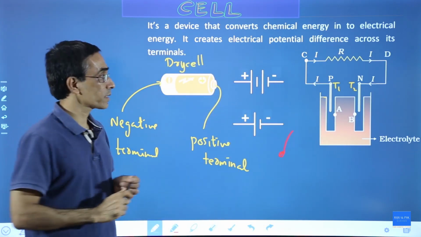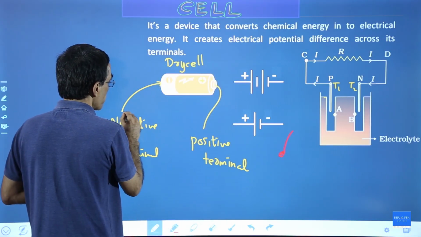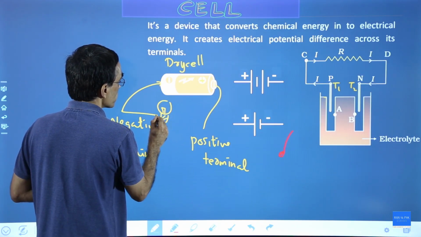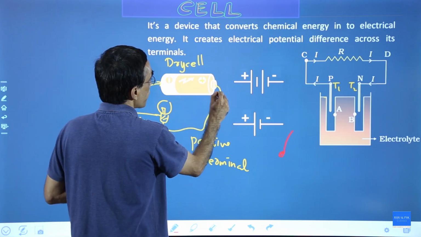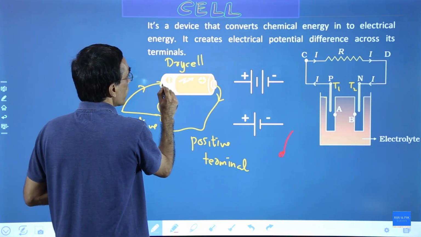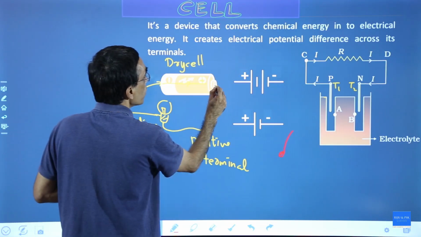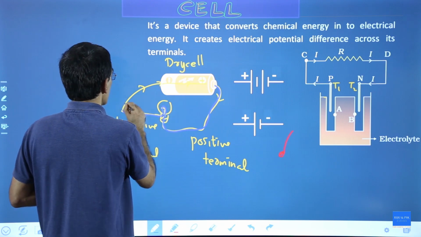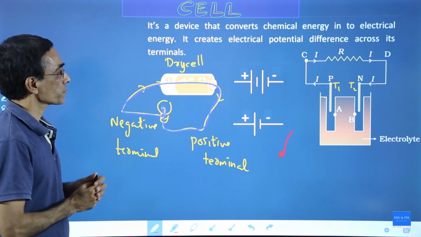Electric current will flow in a cell. If you connect something here, suppose you connect a bulb here, suppose this is a bulb connected like this, then electric current will flow from the positive terminal through the bulb, then back to the negative terminal and inside like this. It's a complete path. It will flow from here, then through the bulb, then like this. This is how it flows. Okay.